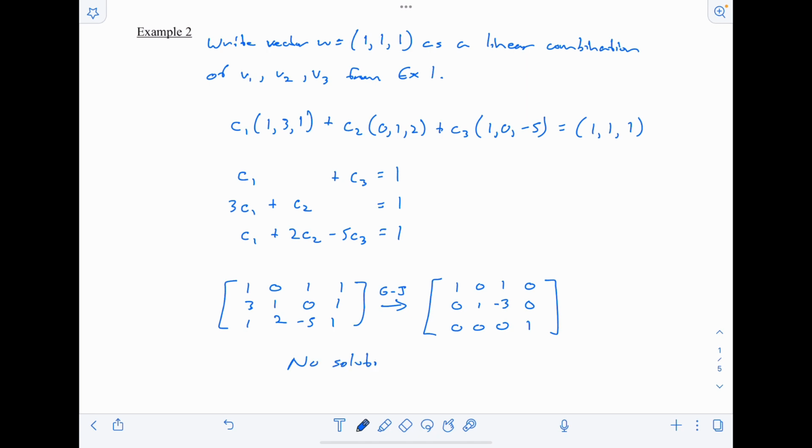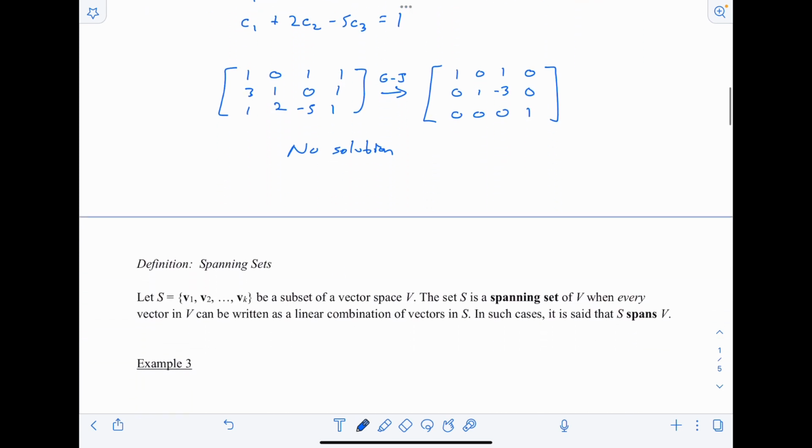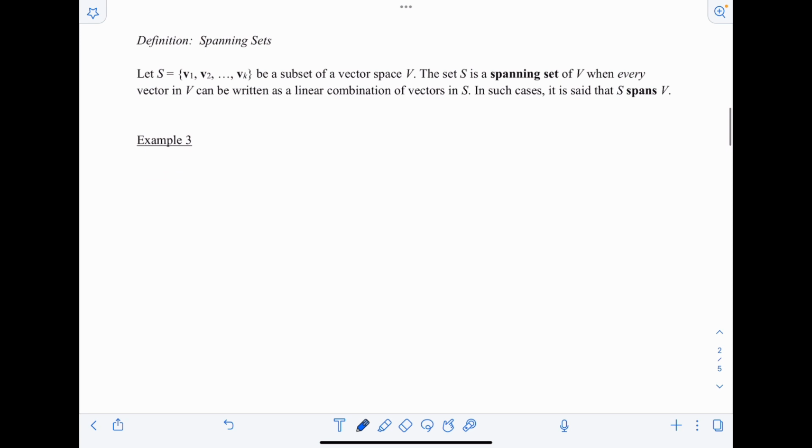In other words, there are no scalars C1, C2, C3 that we can multiply those three vectors V1, V2, V3 by, adding them to get 1, 1, 1. Just completely impossible. All right? Obviously, if we had gotten a consistent system, a matrix that actually showed us solutions, then we'd have that linear combination. All right, we're going to come back to this in just a little bit and make some connections with this next idea of spanning sets.